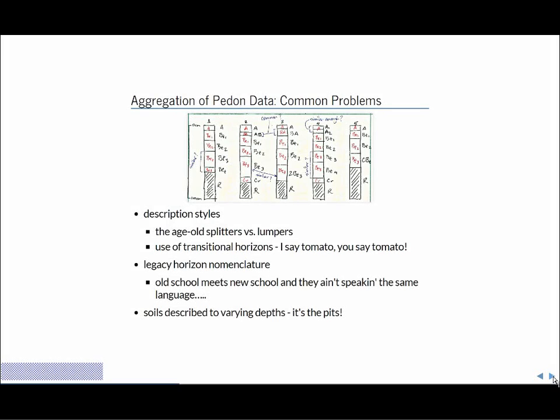But we have all kinds of description styles, and so in that we also have different uses of transitional horizons.